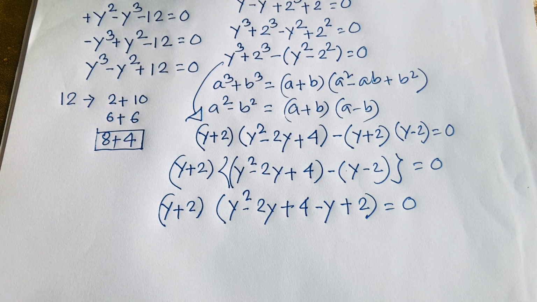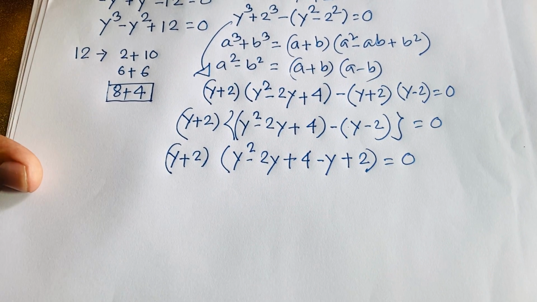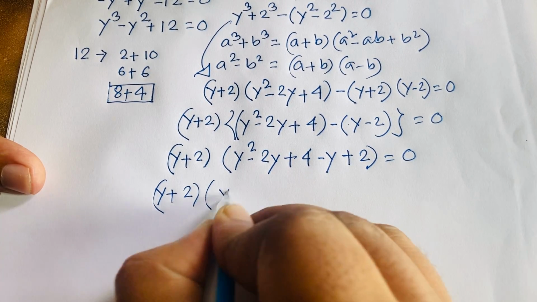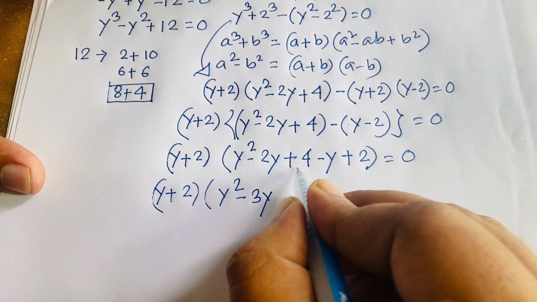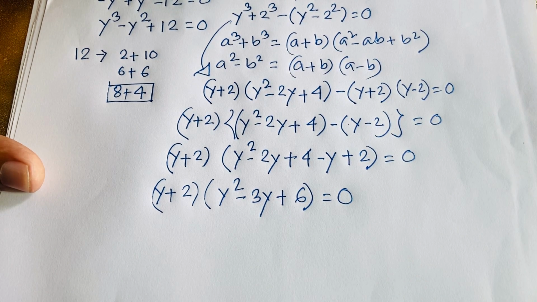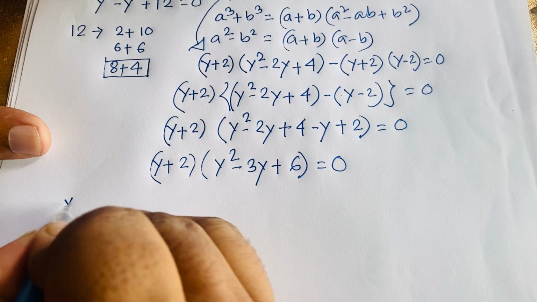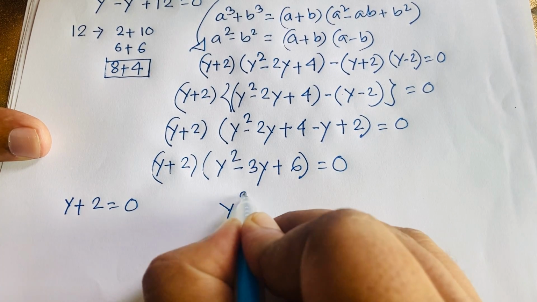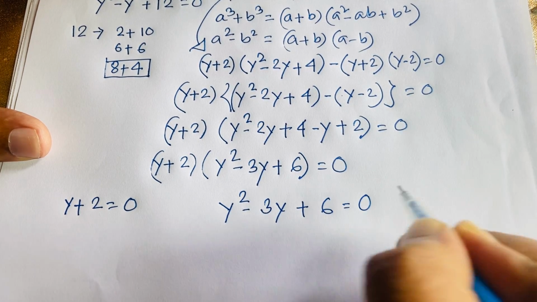Now I can say this equation becomes, look, here is y plus 2 times y squared, 2y minus y, it will be 3y, and 4 plus 2, it will be 6, is equal to 0. Now we'll find out there are two cases. Our first case is y plus 2 is equal to 0, and in the other case we'll find y squared minus 3y plus 6 is equal to 0.